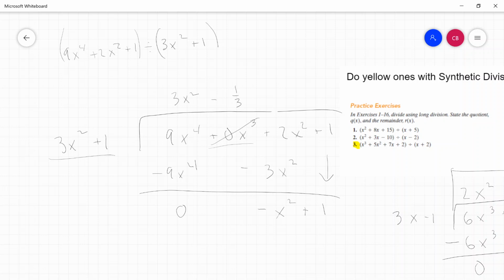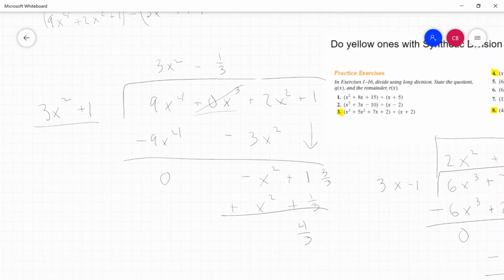So we multiply this to this, and we get negative x squared. And then negative 1/3 times 1 is negative 1/3. Okay, we change the signs. Gone. This is 4/3. Because that's what that is. Okay, now, we can't make x squared go into this. So what's going to happen here is we're going to have plus 4/3 divided by 3x squared plus 1.